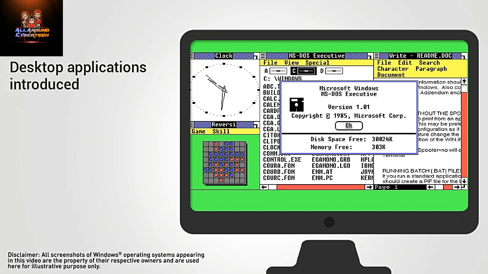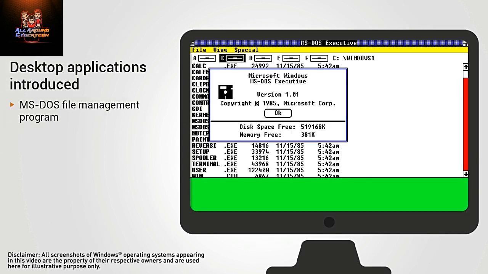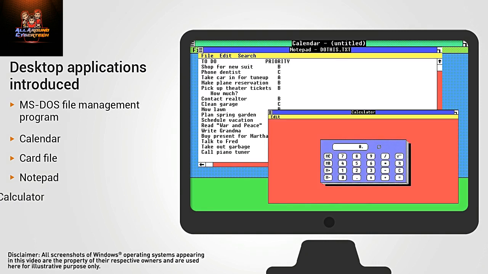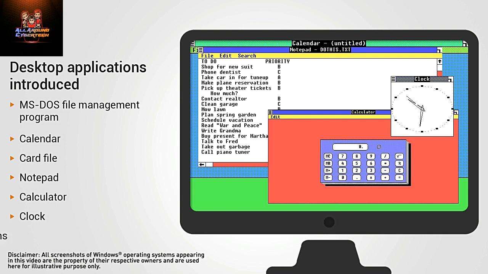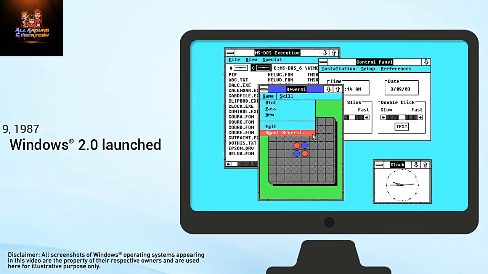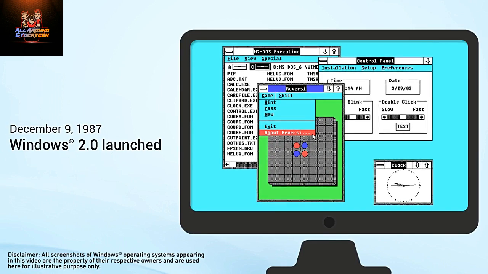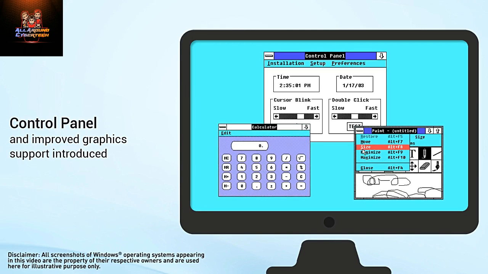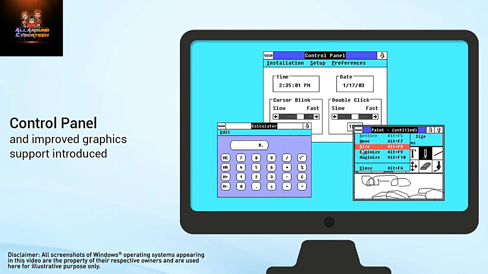Windows users were introduced to a set of desktop applications, including the MS-DOS file management program, a calendar, card file, notepad, calculator, clock, and telecommunications programs to help them manage their day-to-day activities. The control panel made its first appearance with the release of Windows 2.0 on December 9, 1987. With improved graphics support, users could now overlap windows, control screen layout, and use keyboard combinations to move rapidly through Windows operations.